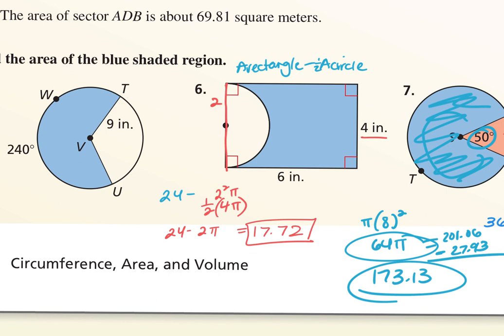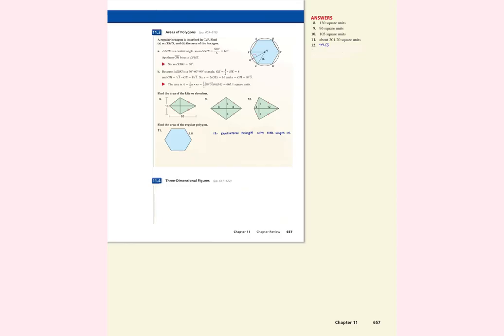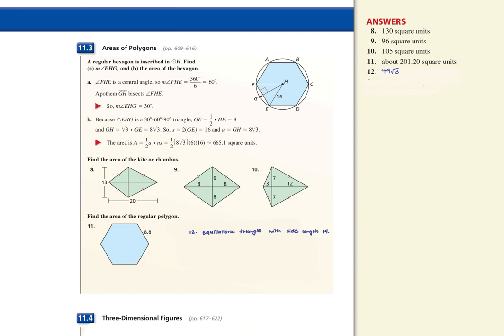Other questions from the first page? Page 2, now we're on areas of polygons. So this was again like the ones without SOHCAHTOA would be the hexagons and the equilateral triangles.